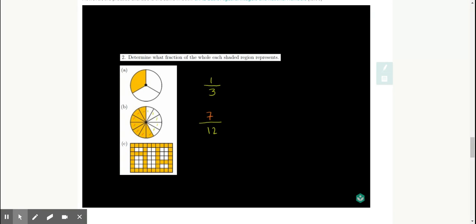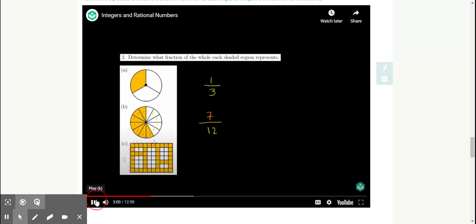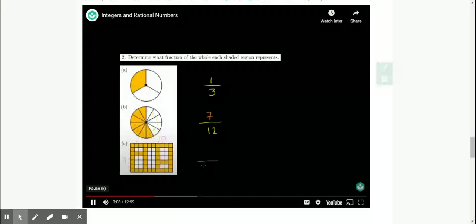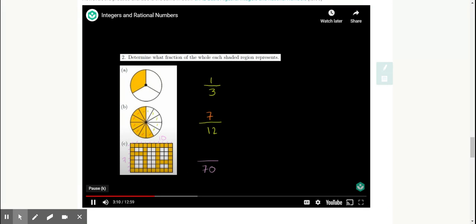And then here, let's see, how many squares do we have? We have 1, 2, 3, 4, 5, 6, 7 along this side. And then we have 1, 2, 3, 4, 5, 6, 7, 8, 9, 10 along that side. So we have a total of 70 squares, 7 times 10. We have 70 squares. And let's count how many are shaded in.